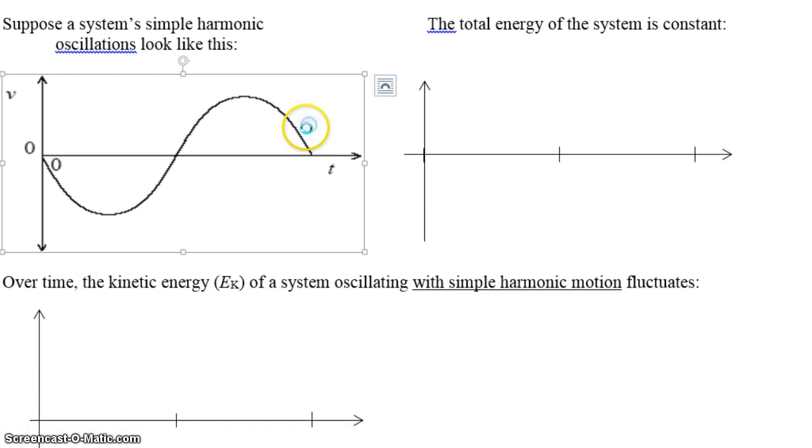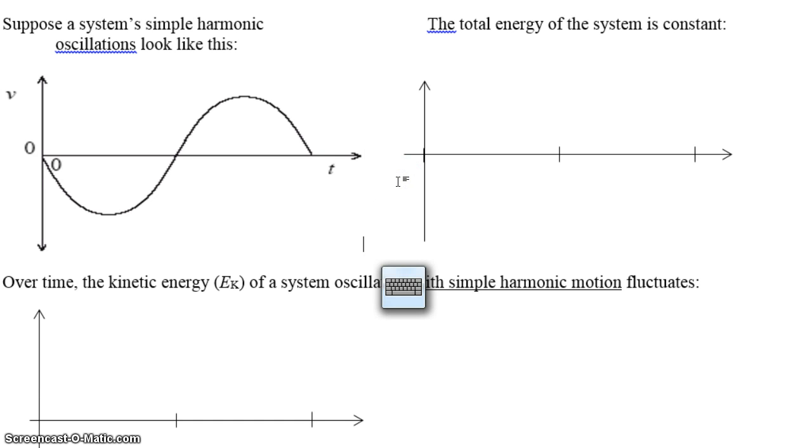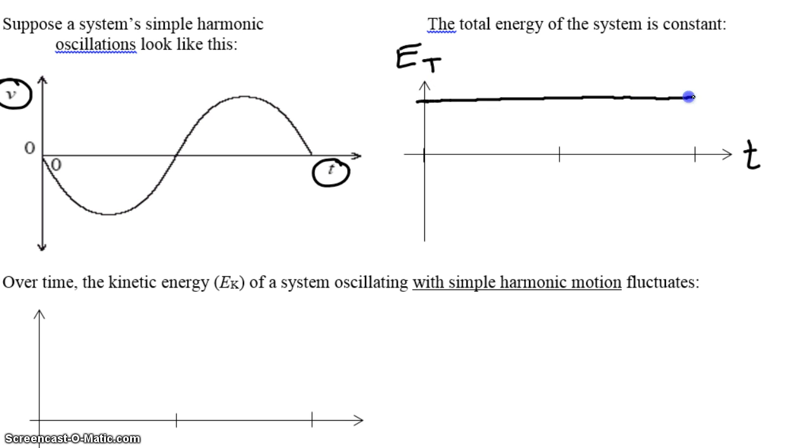Now, let's say a system has a VT graph that looks like this. Velocity is on the y, time is on the x. Right? What about the total energy as a function of time? Well, this is really straightforward. Believe it or not, the total energy remains constant. So even at half of a period or a full period, at all moments in time, you have the same total energy.